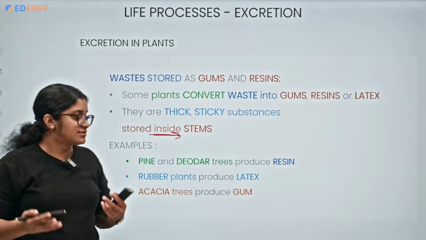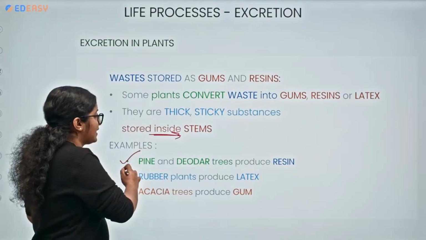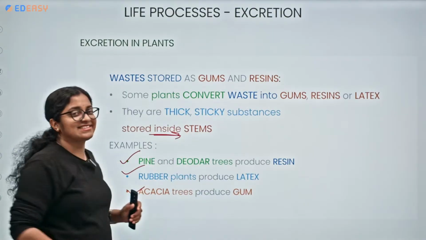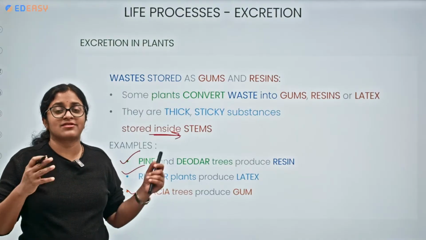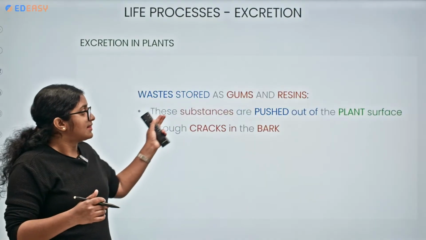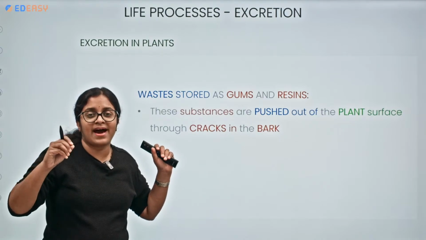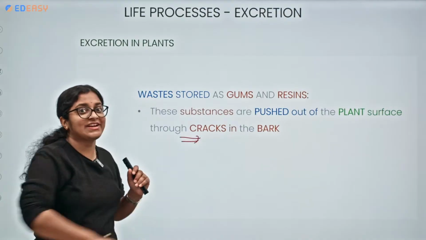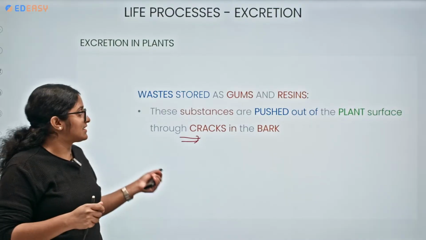If you take a few examples, pine and deodar trees produce resin. Rubber plants produce latex. And acacia trees produce gum. So there is an elimination of these waste substances as gums, resins or latex. The substances are pushed out of the plant, particularly through the cracks in the bark. We have observed it a lot of times. Through the bark cracks, there is an elimination of these substances.